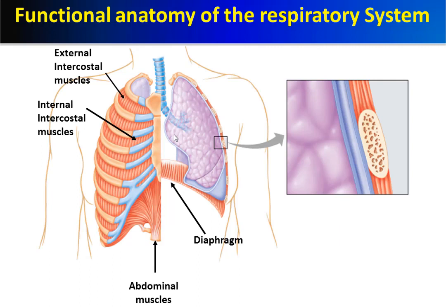Here we have another picture, where we have opened the chest cavity. This is a rib, these are the intercostal muscles, this is the lung, and this is the parietal pleura which lines the thoracic cavity, and this is the visceral pleura which covers the lung, and in between these two layers is the pleural sac with a thin fluid layer.